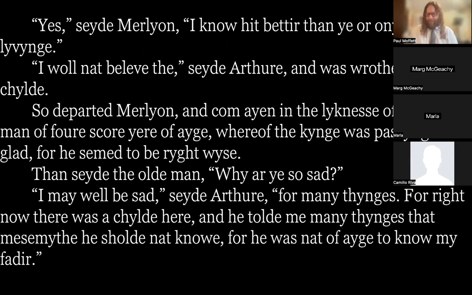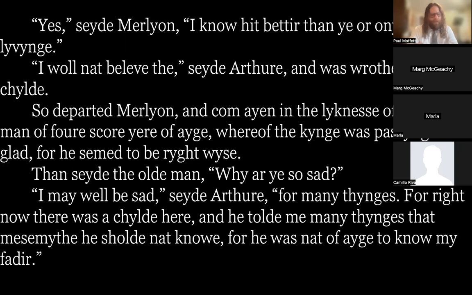Arthur has been made king by drawing the sword from the stone, but his kingship is still in debate. And they go on, "Yes," said Merlin, "I know it better than ye or any man living." "I will not believe thee," said Arthur, and he was wroth with the child. So departed Merlin, and came again in the likeness of an old man of 80 years of age, whereof the king was passing glad, for he seemed to be right wise.